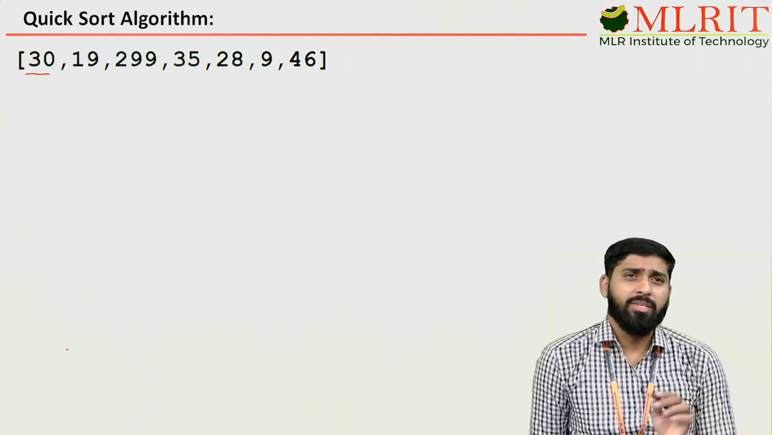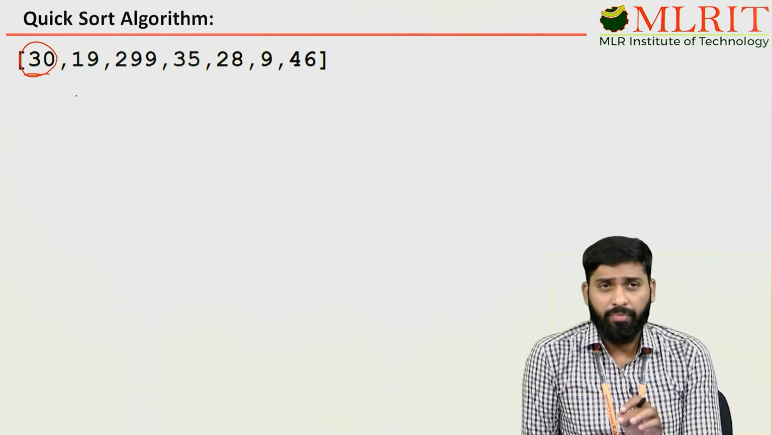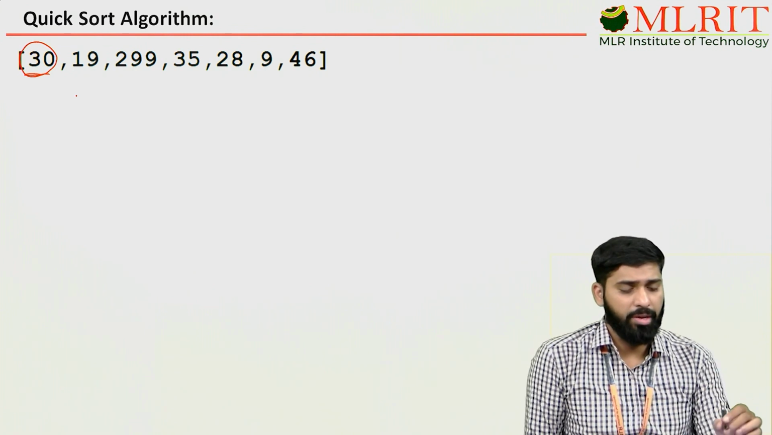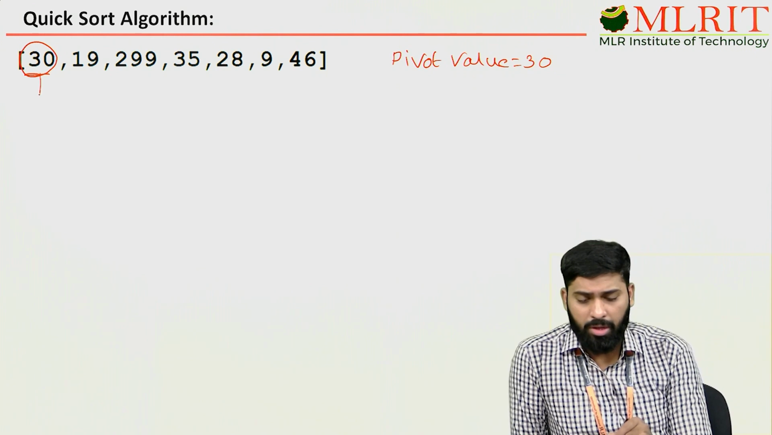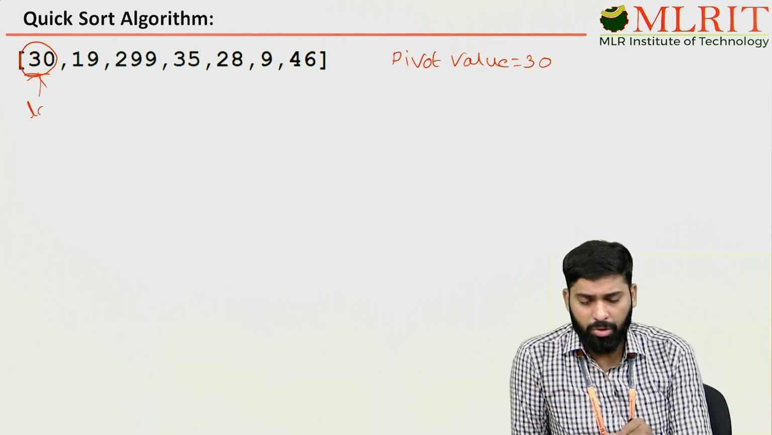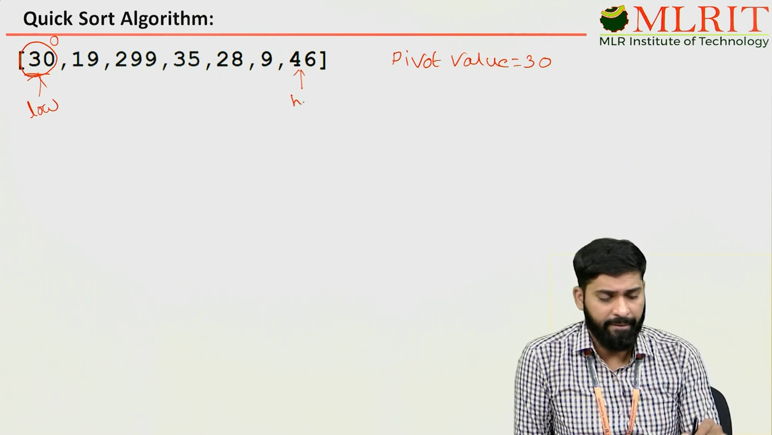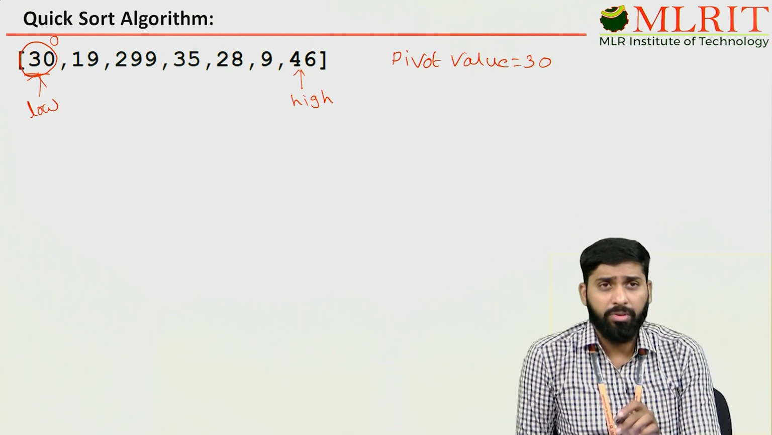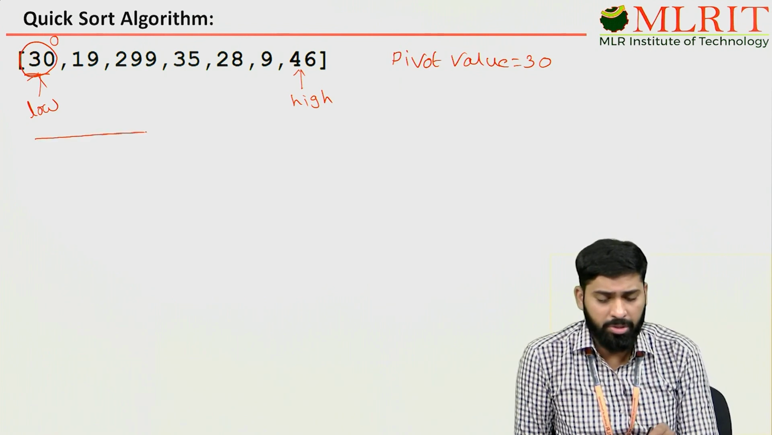So let us discuss the quicksort algorithm theoretically, then we move to the algorithm. First choose one value. Here I choose 30 as the pivot value. Now the 0th index is low, and the last index is high. Now what does the quicksort algorithm do? We are going to place 30 in the correct position. Now what is the correct position for 30?